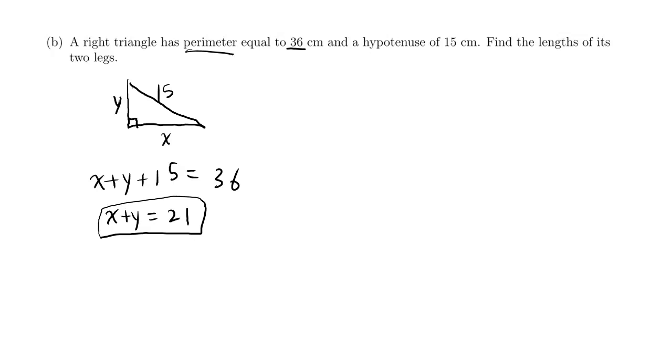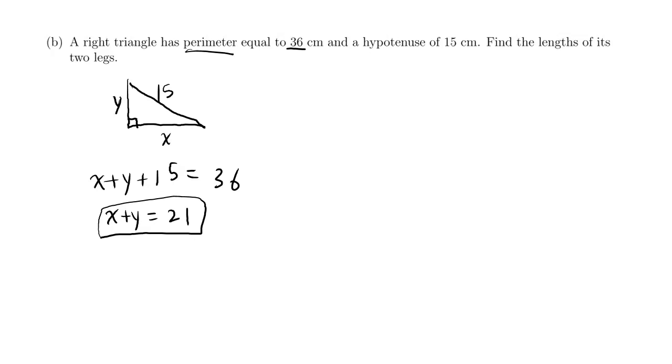We used up all the numbers, right? We used up 36, we used up 15, and it's still asking me to find the length of its two legs. The problem we're facing is that we only have one equation and we have two unknowns. That means you cannot solve for x or y. We need another equation. If you have two unknowns, you need two equations. If you have three unknowns, you need three equations, and so on. So we need a second equation. What is that second equation?